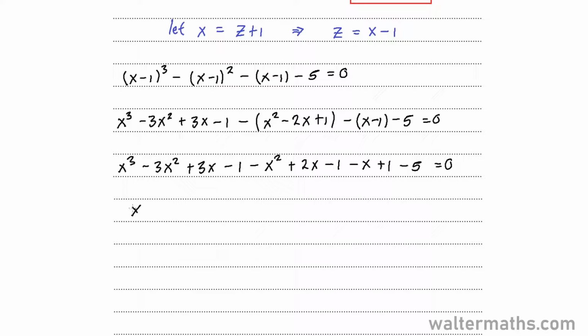So we have x^3. Then for terms in x^2, we have -3x^2 - x^2, which is -4x^2. Then 3x + 2x, that's 5x, and 5x - x gives us 4x. Then for the constants, we have -1 - 1, which is -2. Then -2 + 1 is -1. And -1 - 5 is -6. And that's all equal to 0.